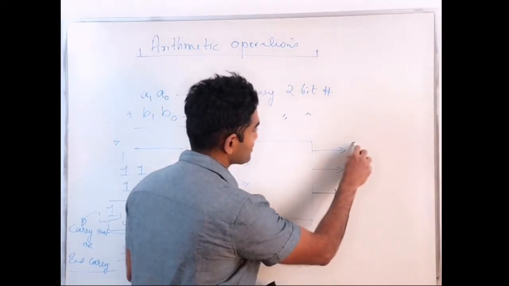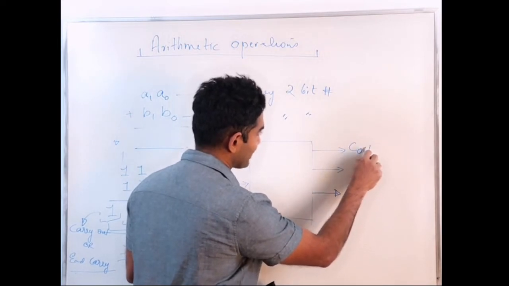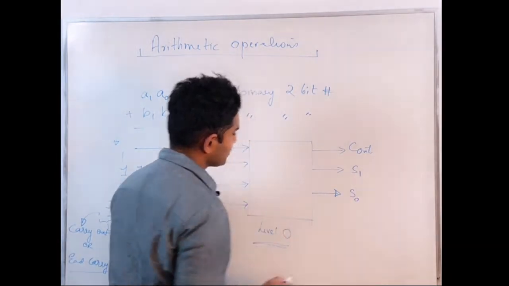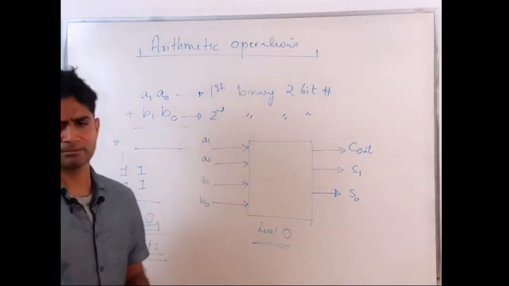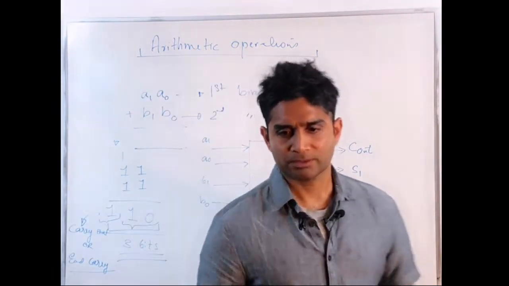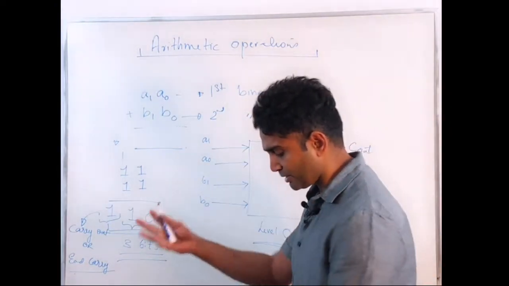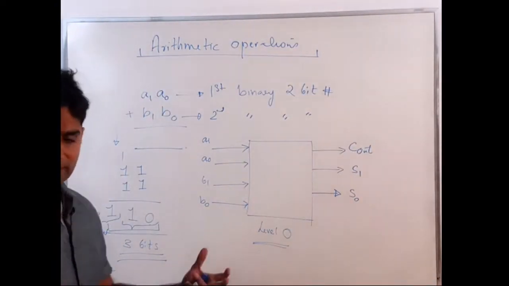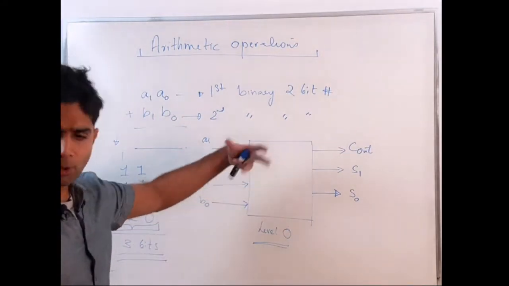Let me call that C out, that's the end carry, and then S1. Will I be able to design this using K-maps? I should be able to, right? Because I have 4 inputs, basically I have to take a 4 input K-map, 16 cell K-map. I have 3 outputs. We know how to do this.